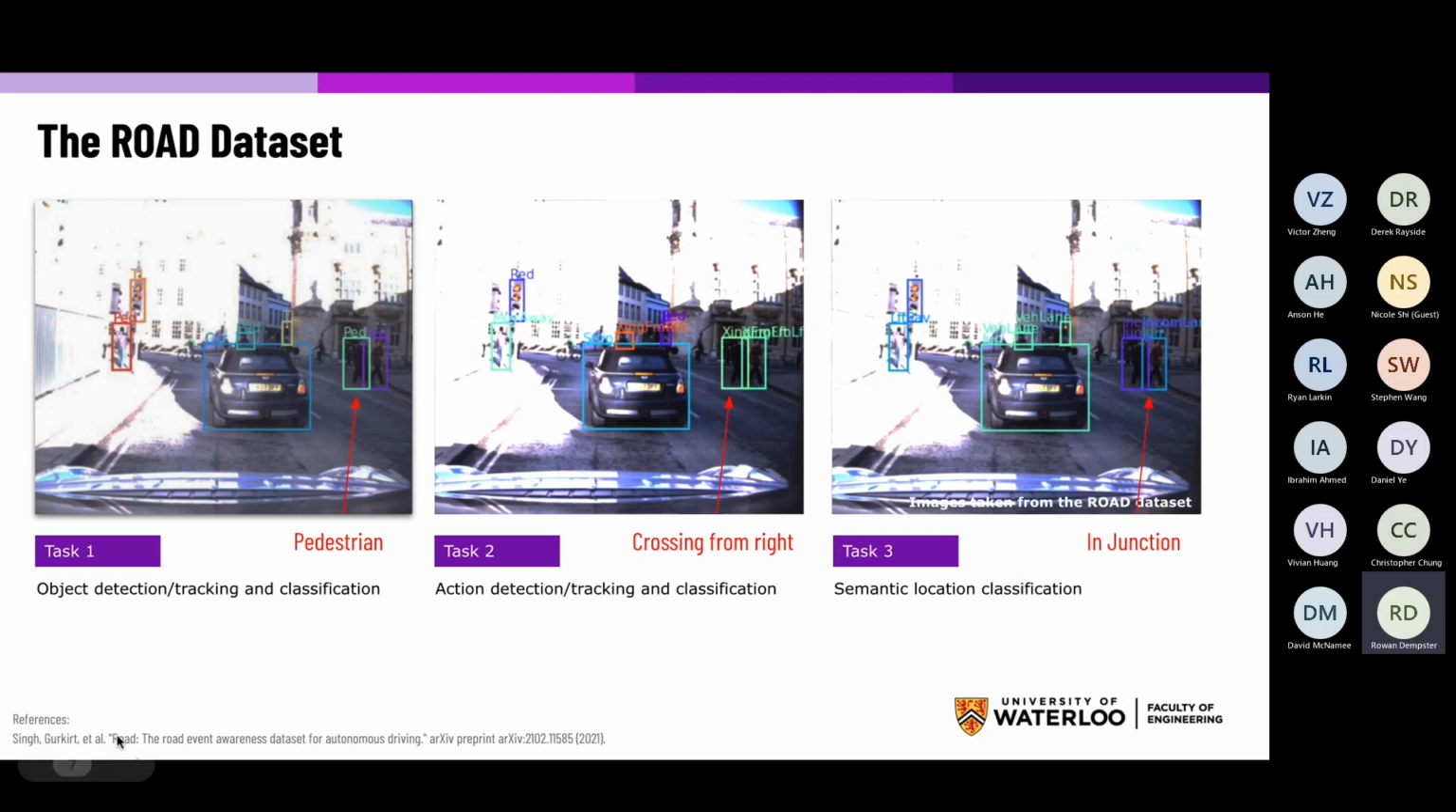So the vehicle in front of us here is stopped. There are pedestrians that are crossing from the left or the right of the road, stuff like that. And then there's also this third task that I'm going to ignore in this presentation. So we'll be focusing on task 2 here.